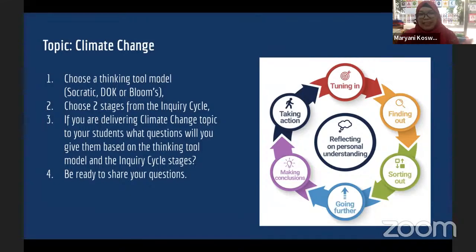So I'm not the only one who speaks. Farah is not the only one to speak. We wait for your sharing also. So please choose one thinking tool model and then apply that thinking tool into one of the inquiry cycles using climate change. Is there any question or are we clear? Oh, okay, we cannot choose the slide. Okay.